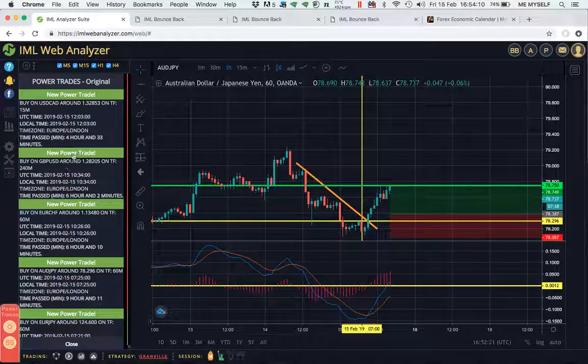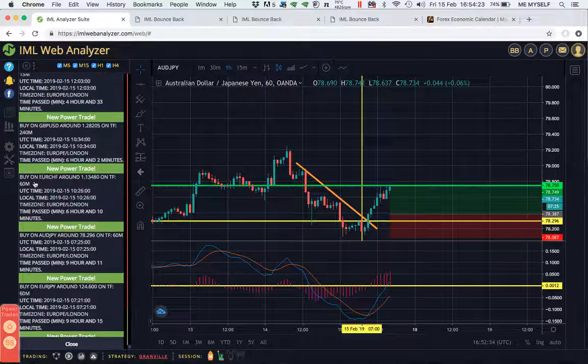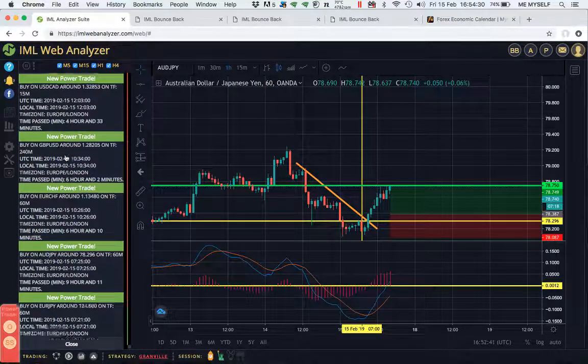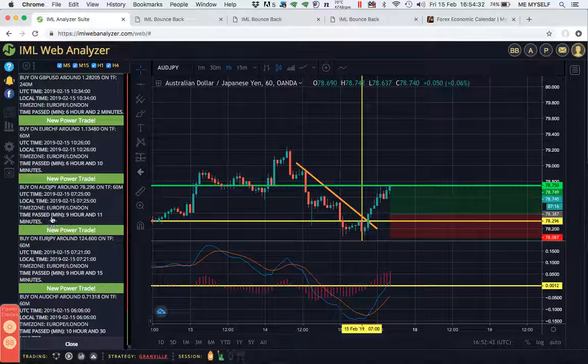GBP USD was called again a bit later on the 4 hour time frame, so that's just like additional confirmation. We have some that are called on the 15-minute time frame, but I personally don't take those. I just look for the 60-minute and also the 4 hour, but mainly the 60-minute.